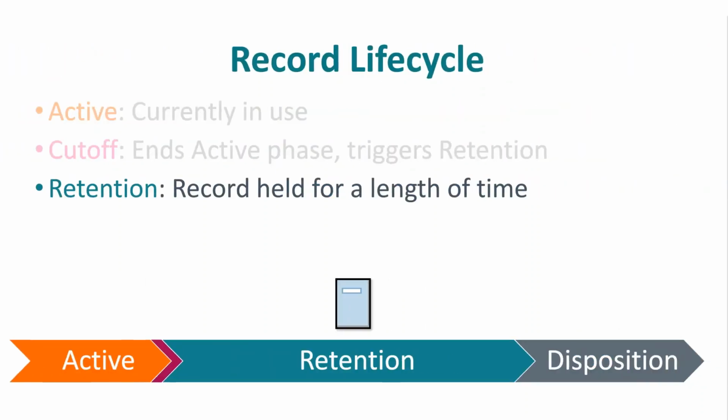So once a record is cut off and it's read-only and it's in its archive phase, then it goes into retention. And retention is what we usually think of when we think of records management. How long should this record be kept? Is it permanent? Is it 2 years? Is it 8 years? This is usually something that is decided by your organization's policies or by a governing body or a legislative body that might also be setting the policies for your records.